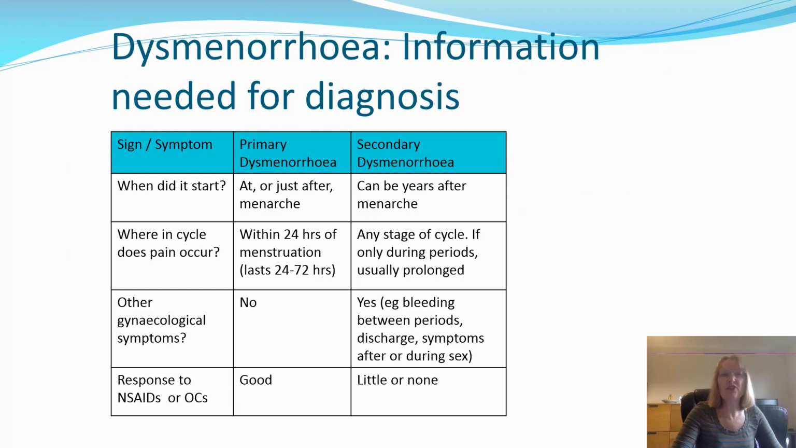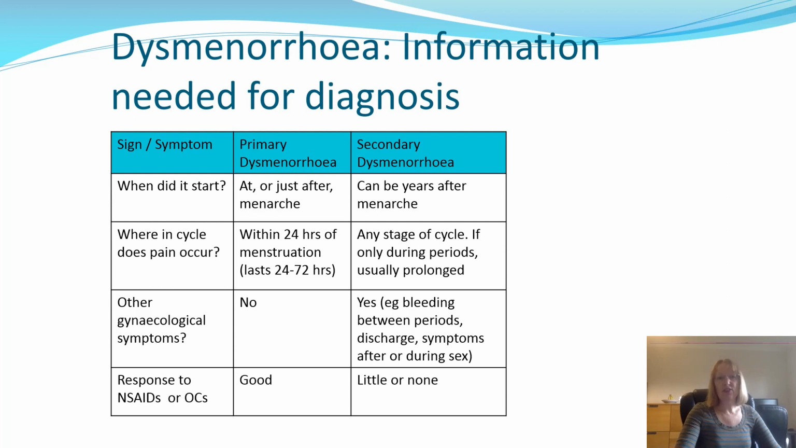This is the information that you're going to need to make your diagnosis as to whether it's primary dysmenorrhea or not. So you need to know, when did it start? If it starts at or just after the menarche, which is when periods start, then it would be primary dysmenorrhea. If it's years and years after when periods started, then it's less likely to be primary dysmenorrhea.